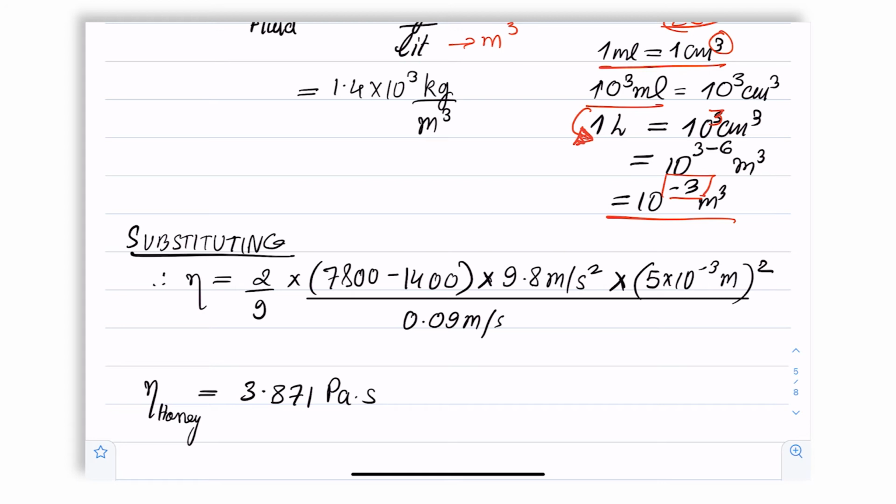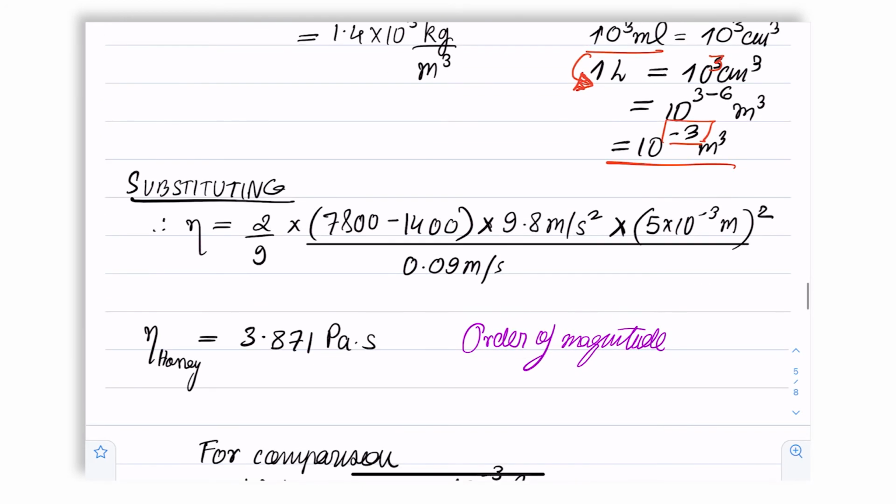Now, something that I have not mentioned before, that is a very useful trick, which is sometimes called order of magnitude estimates. Which is to say, how do we know this answer is correct? So we can look at our numbers. 2 by 9 is roughly 1 by 10, which is 0.1, 10 to the power minus 1. The difference between the densities is 7,000 minus 1,000, which is about 6,000.